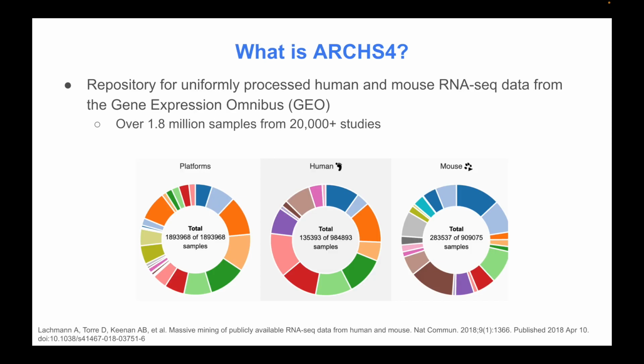ARCHS4, which stands for All RNA-seq and ChIP-seq Sample and Signature Search, is a repository for uniformly processed human and mouse RNA-seq data from the Gene Expression Omnibus, or GEO. ARCHS4 was first published in 2018 to address the need for a comprehensive and standardized RNA-seq data resource, and is still actively maintained and updated by members of the Wang L lab to this day. The most recent data release as of March 2024 contains over 1.8 million samples from over 20,000 different experiments.